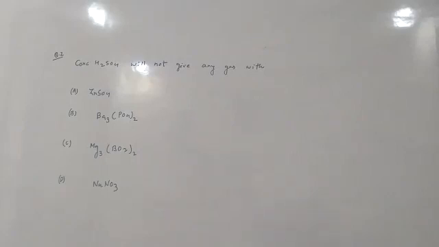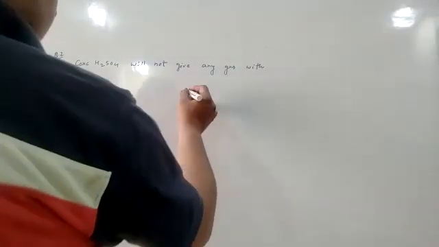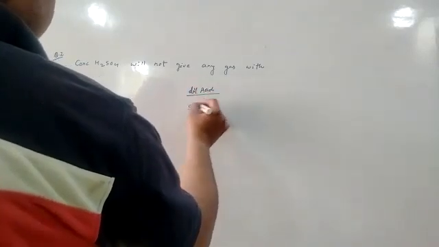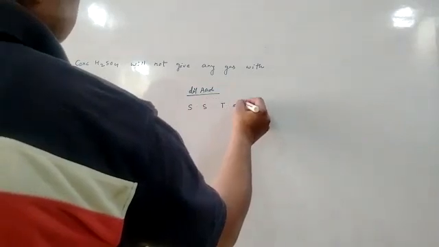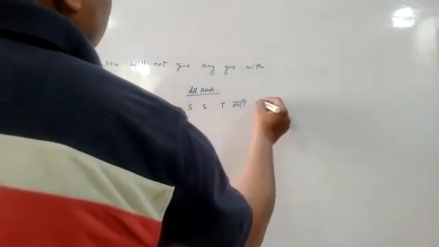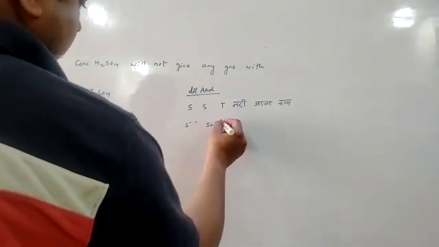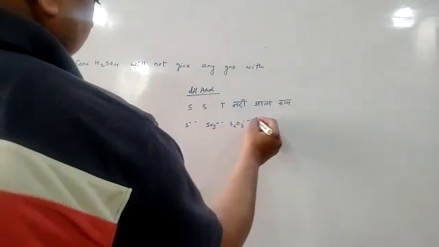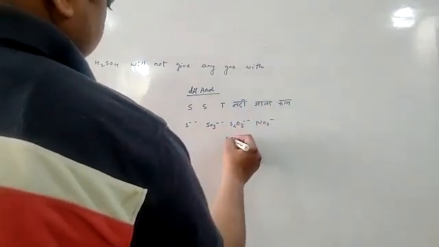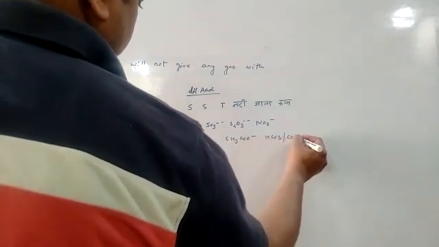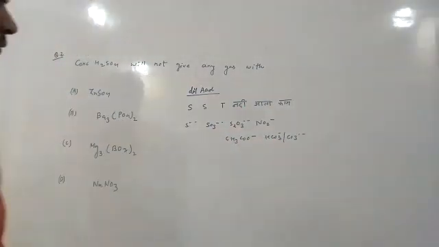Okay, so in the anion category, first is the dilute acid group. Okay, SST नहीं आता काम. So sulfide, thiosulfate, nitrite, acetate, carbonate, and bicarbonate. These are the compounds which will produce gas in dilute acid, correct?